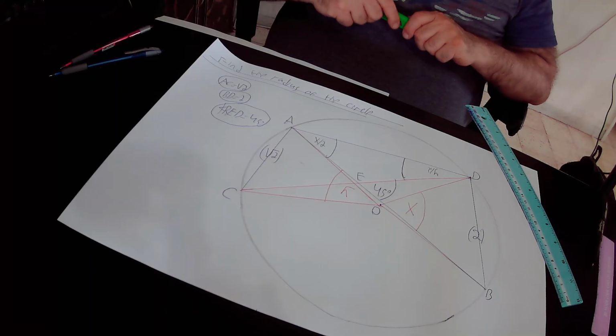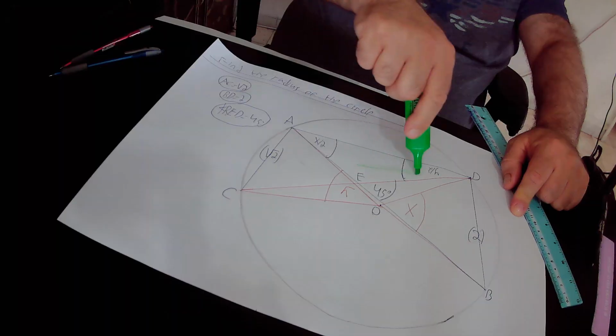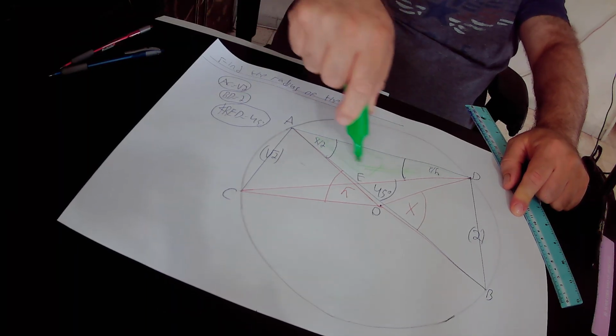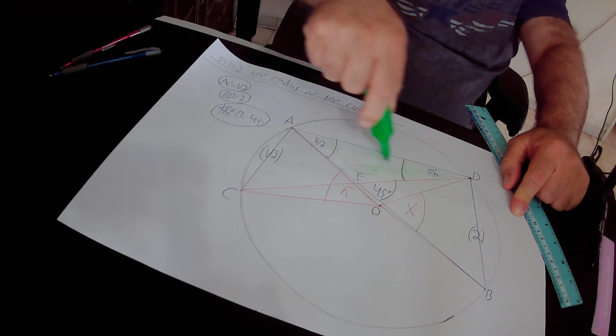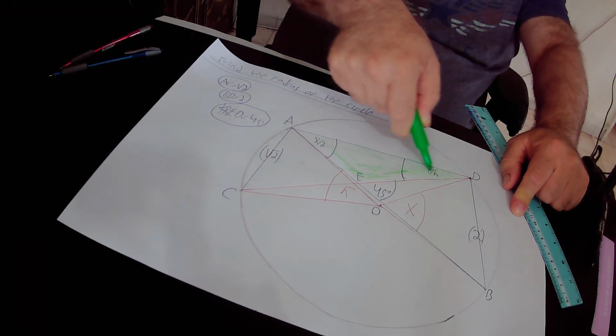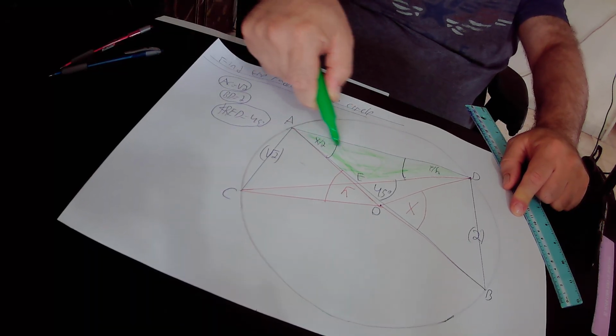In the next step, I'll copy the green triangle AED in a new page, and we'll implement rule 4 in this green triangle AED.